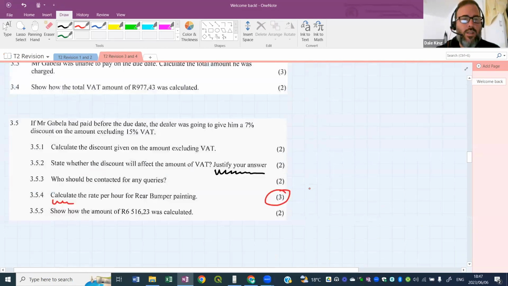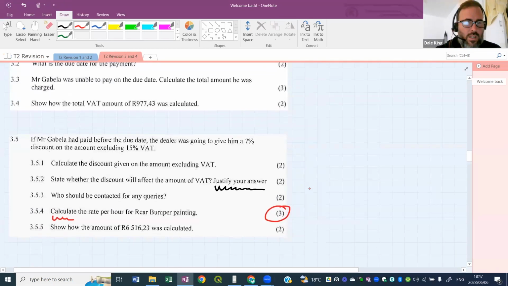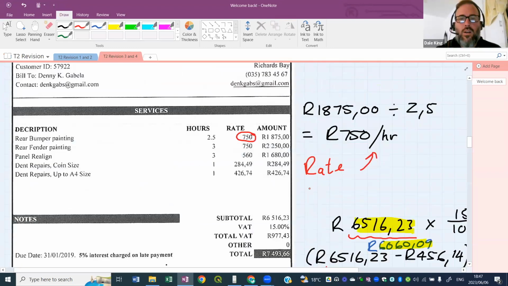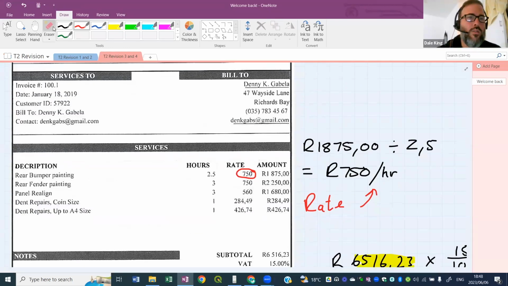Let's go down to the bottom. Let's see. Show how the amount of 651623 was calculated. Oh, guys, come on. I love this question. I hope you get this question or something like this. How was this subtotal calculated? Everyone should be typing into chat. How did they get the subtotal?